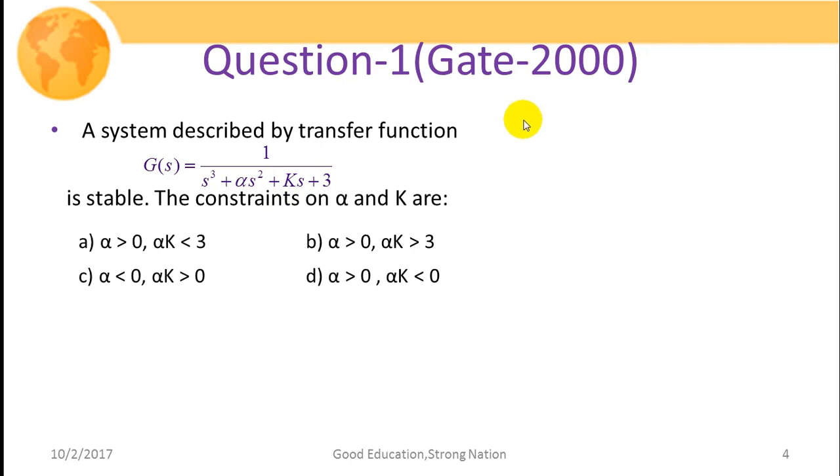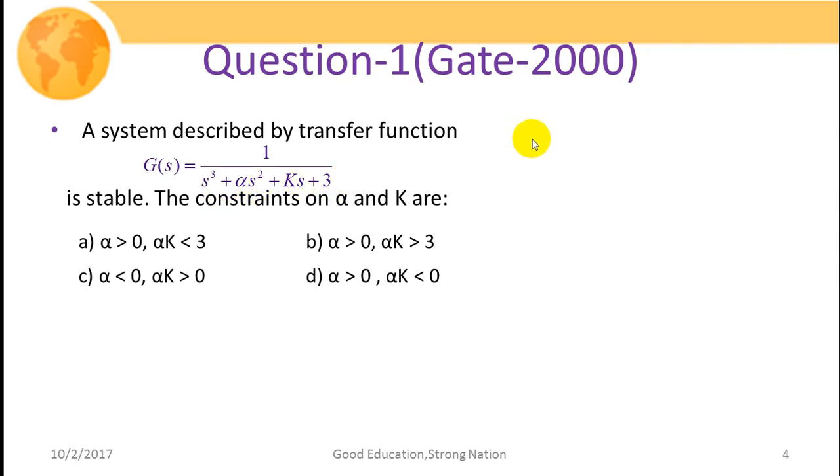One point that is important to mention here is that the transfer function is being given, but it hasn't mentioned any negative unity feedback system. So we just continue our calculation considering the transfer function of the given system, whose denominator polynomial will give us the information about the stability of the system. So let us quickly create the Routh table for the given transfer function. The characteristic equation is given as s cube plus alpha s square plus k s plus 3.